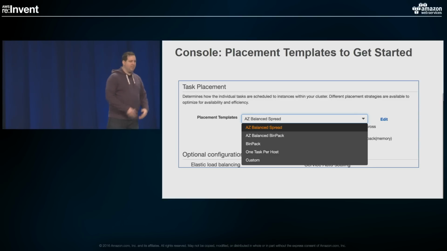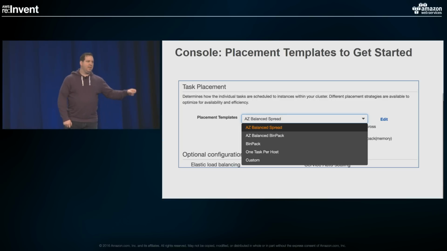The first is by using a placement template. And what we've done here is just taken common strategies that we've heard from customers are important to them, and we've created them as a template that you can select from a dropdown. So you can choose from availability balance spread. You can also bin pack, the example I showed, bin pack across an AZ. You can target a specific AZ and just bin pack your task, or the one task per host is the distinct instance constraint and strategy. Or you can create your own.